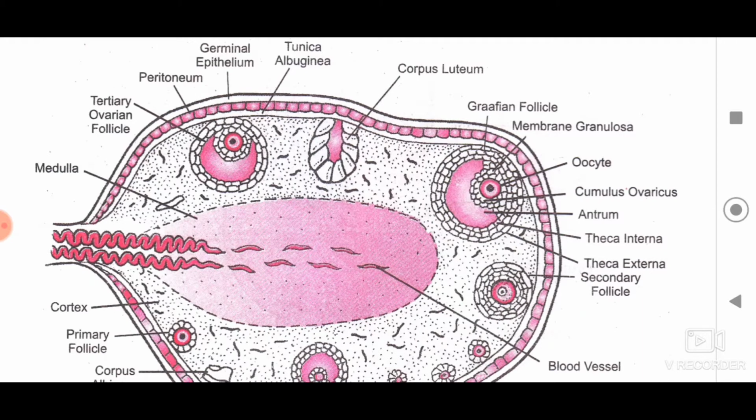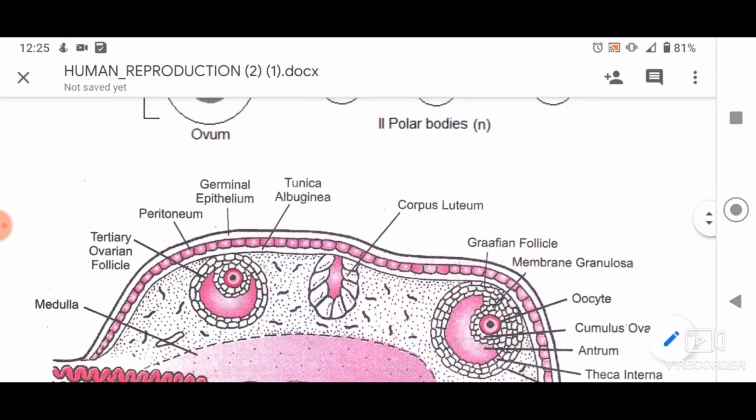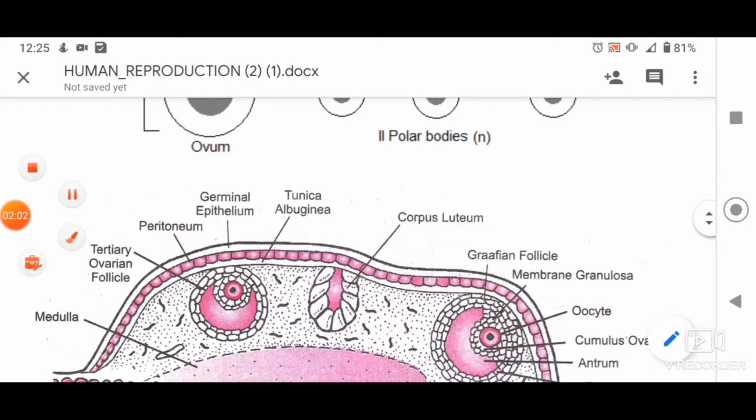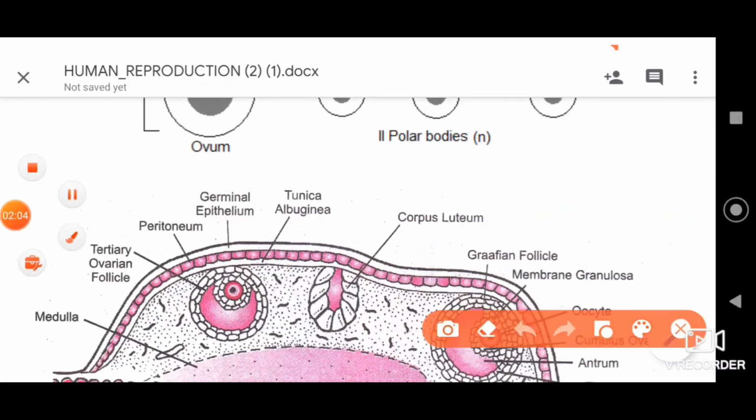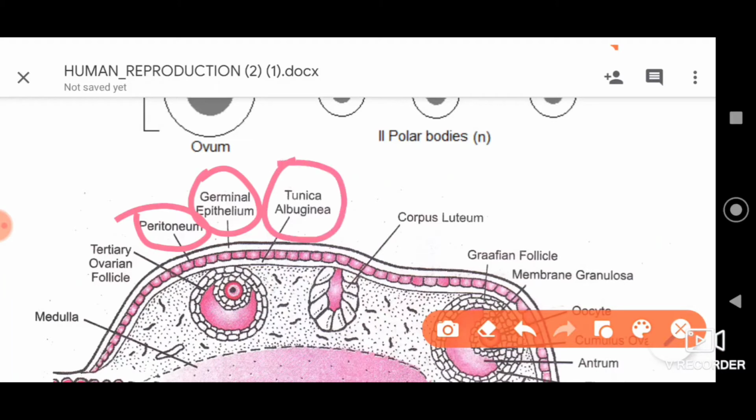When you see the structure of the ovary, you can find many important structures here. Firstly, the layers. The outer is the germinal epithelium, followed in the middle by the peritoneum layer, then the inner tunica albuginea. These are the three layers which we can find in the ovary.